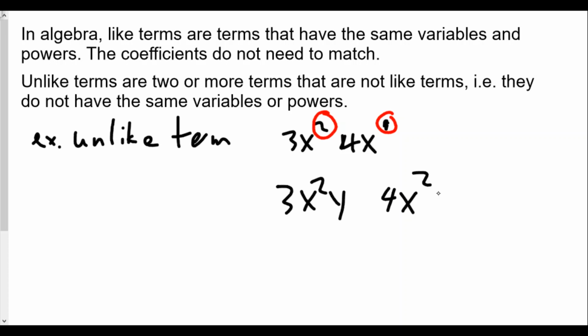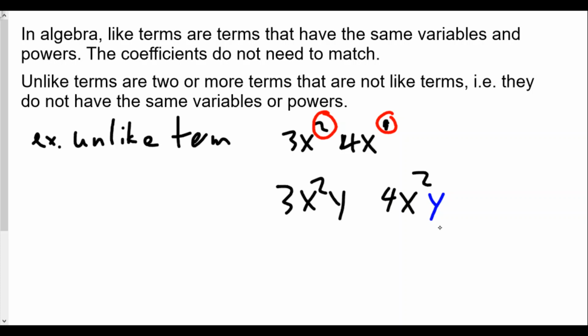Now this time you say, well, what's the big difference? They both have x squared, except the first term has the variable y multiplying, and the second term does not. They must match. To make these 2 terms like terms, you must have the same exact variable with the same exact matching exponents. So 4x squared y would be a like term to 3x squared y.